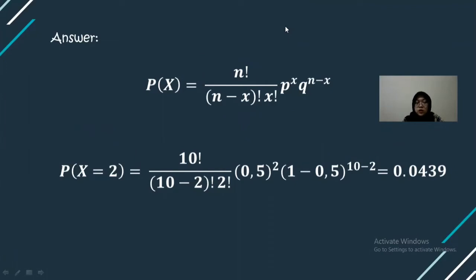Okay, we can solve this question with this formula, with x is 2, n is 10, p is 0.5, and q is 0.5. So we get the probability is 0.0439. Okay, I have one more question.